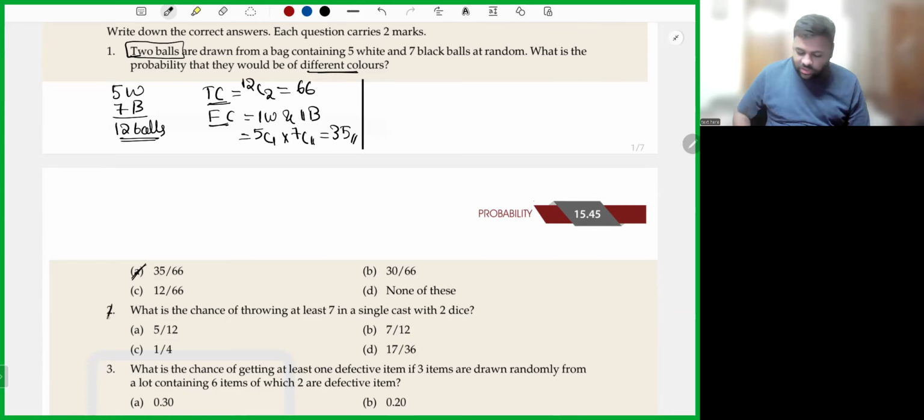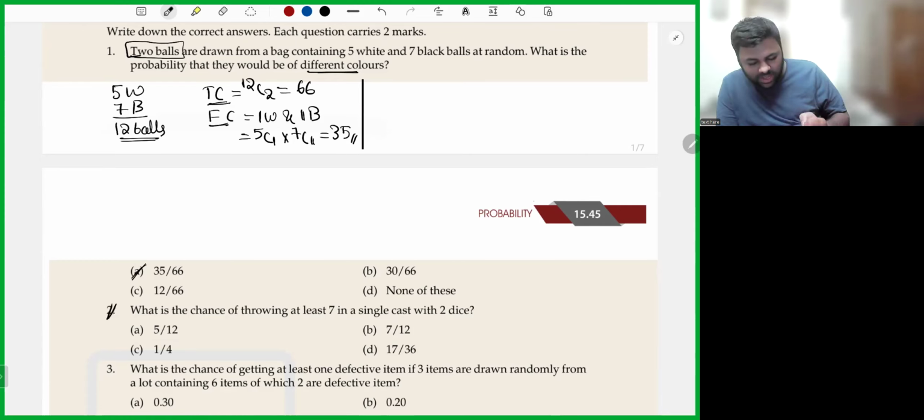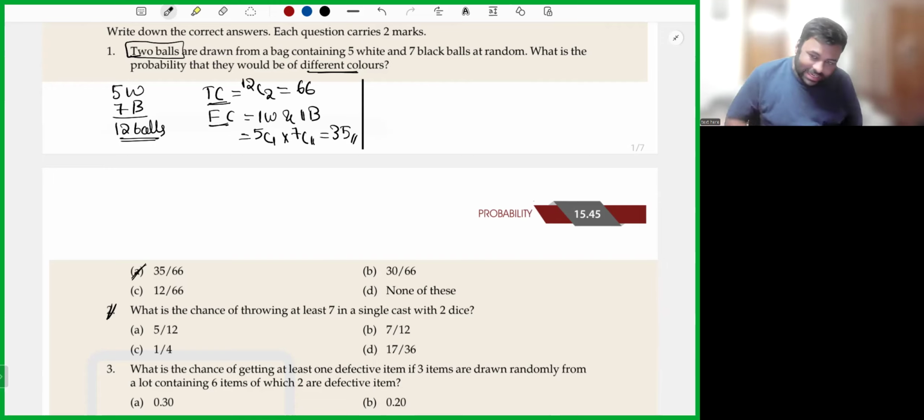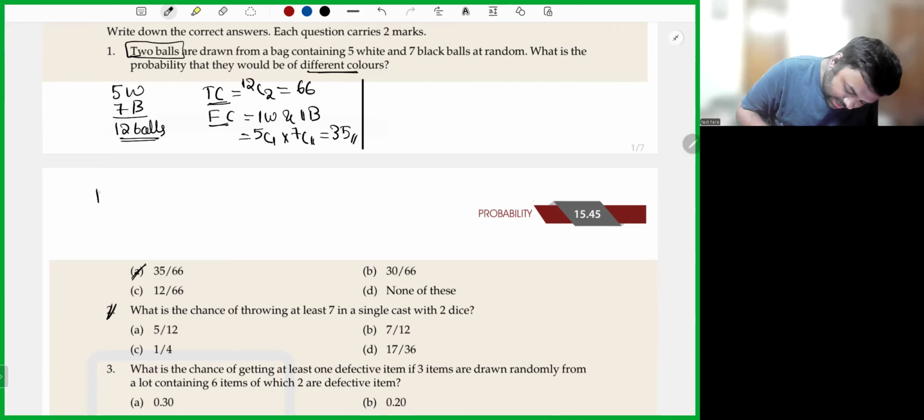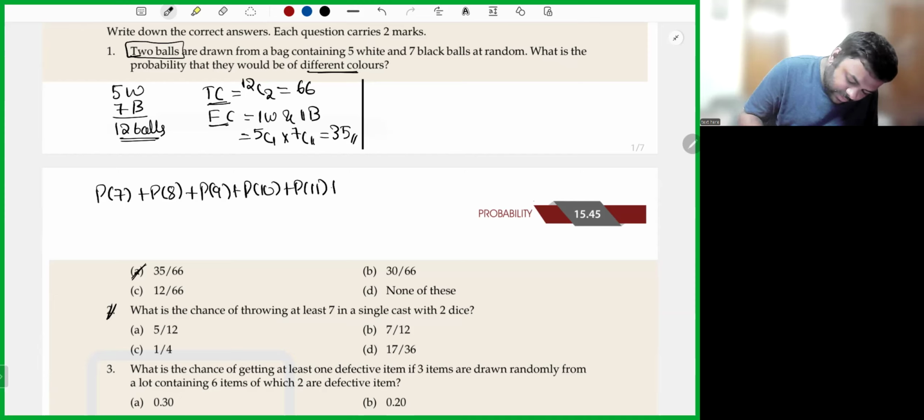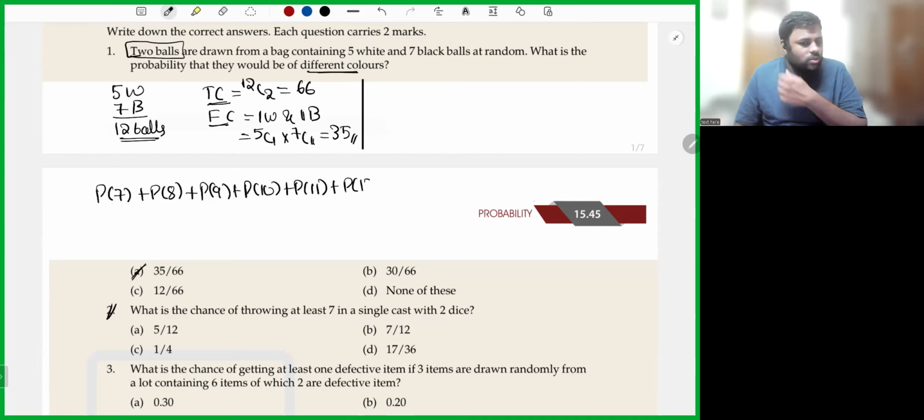What is the chance of throwing at least 7 in a single cast with 2 dice? He's telling at least 7, my dear friends. You can do 1 minus 2, 3, 4, 5, 6. Or you can do at least 7. What do you mean by at least 7? At least 7 means you can get sum as 7, or sum as 8, or sum as 9, or sum as 10, or sum as 11, or you can get sum as 12. Or else you can do 1 minus 2, 3, 4, 5, 6.